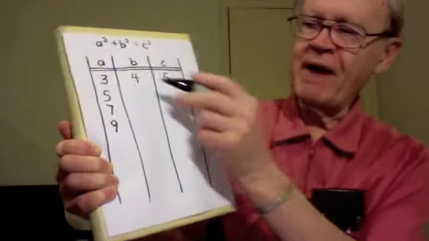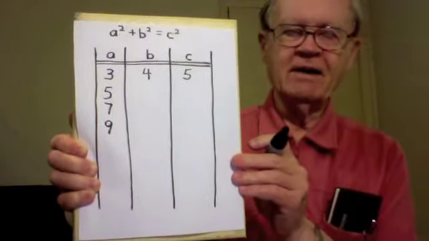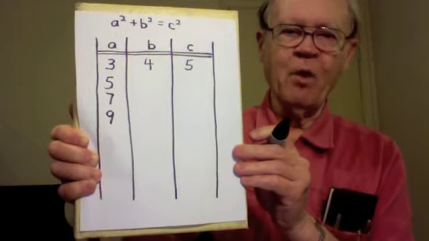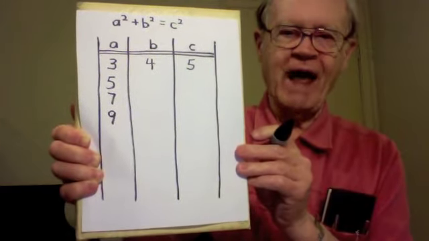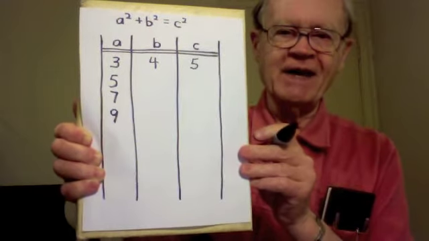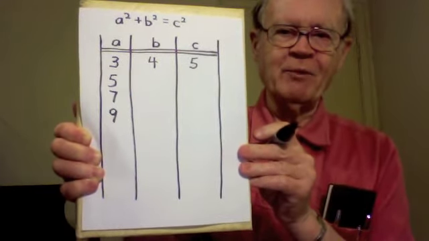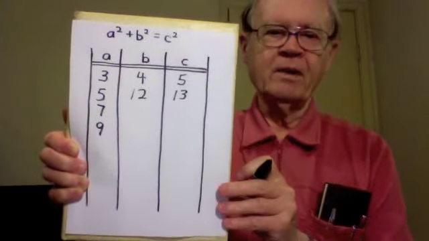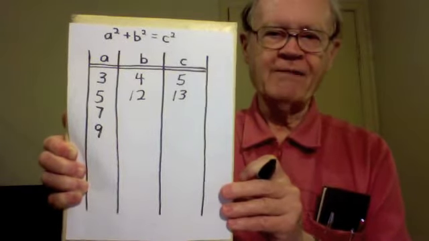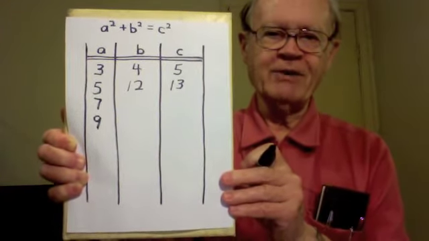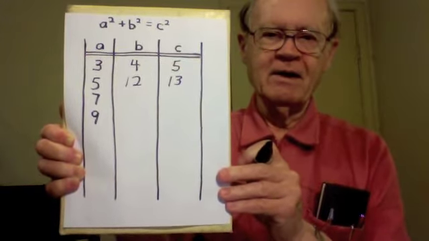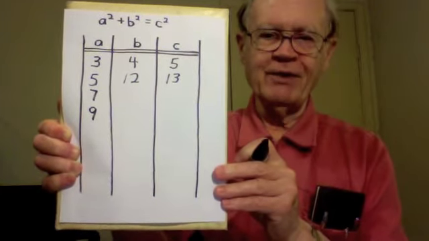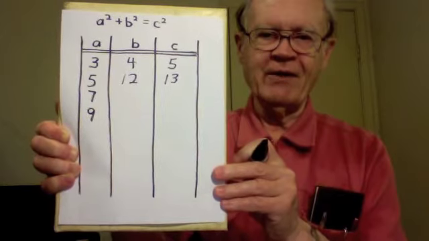For example, with a being 3, 3 squared is 9, 9 divided by 2 is 4 and a half, subtract a half, you get 4 for b, add a half to 4 and a half, you get 5 for c, and that is a Pythagorean triple that will be familiar to many of you, the 3, 4, 5 right triangle. For the next a, 5, 5 squared is 25, 25 divided by 2 is 12 and a half, 12 for b, 13 for c. 5, 12, and 13 in fact satisfy the Pythagorean equation.